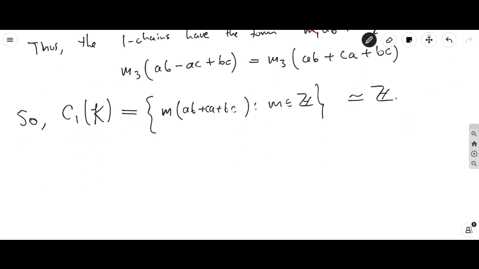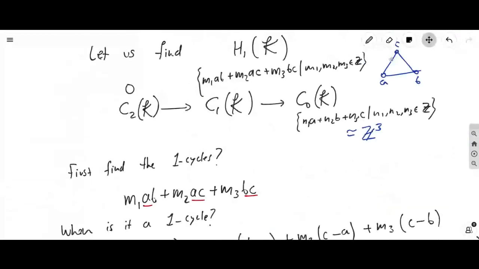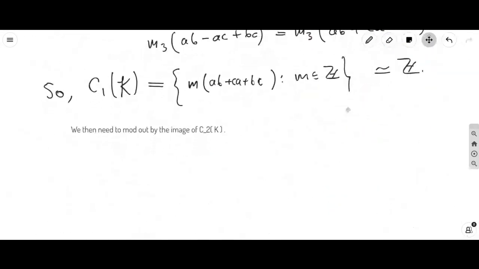And the next thing that we need to do, we then need to mod out by the image of C2 of K. Because when you calculate the homology group, you have to determine which of these 1-cycles are homologically trivial. The way this works is you first get the kernel, which gives you the cycles, and then you look at the image of this map, which tells you the equivalence relation. But this is 0. So the only one that is homologically trivial is just the 0 cycle.